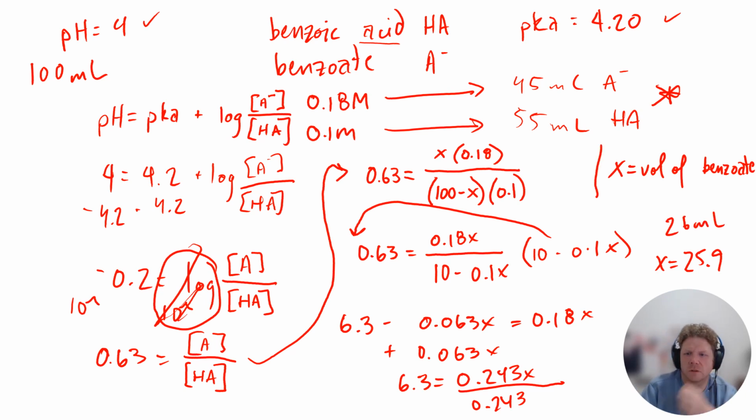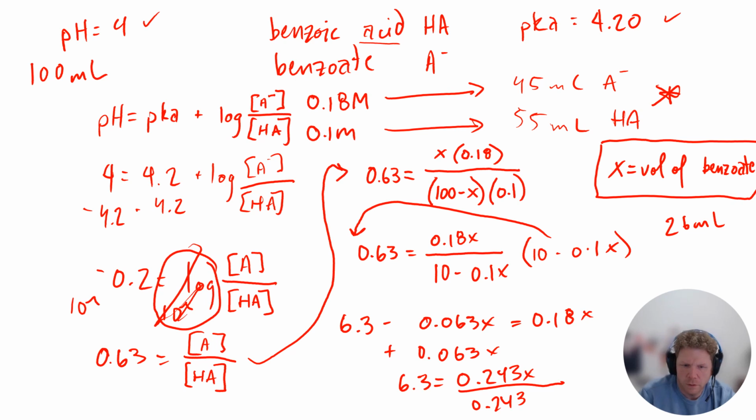So this gives us our volume of benzoate, and by that being 26 milliliters, then we can compare our volume of benzoic acid, which is 74 milliliters, because these two volumes, what do they have to add up to? They have to add up to 100 milliliters. All right, I hope that was helpful.